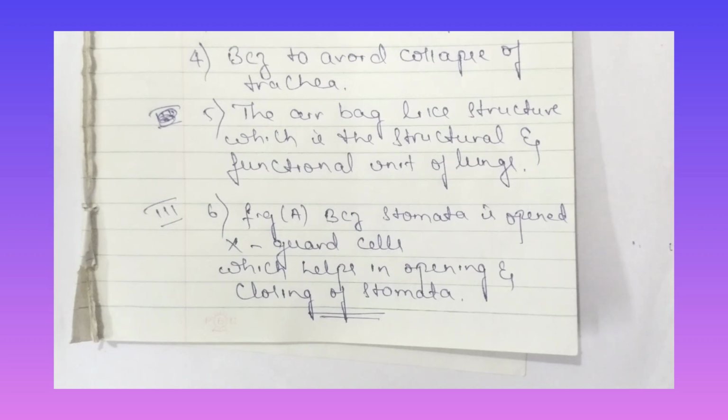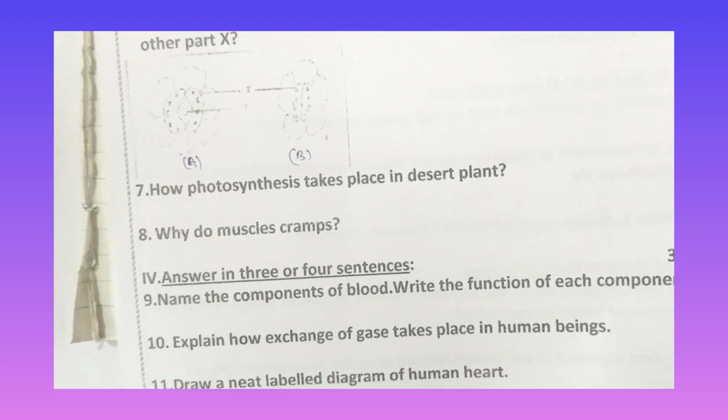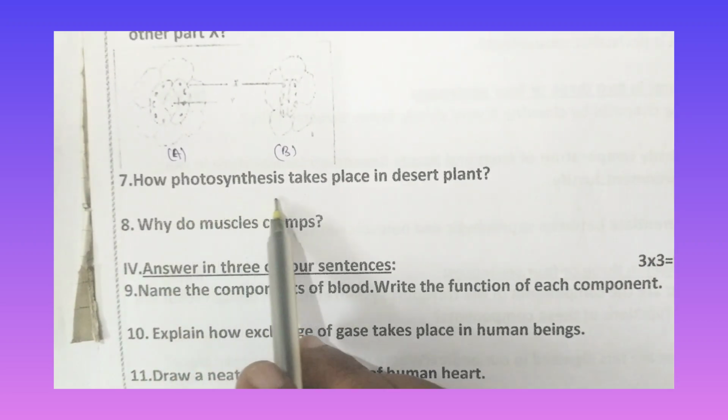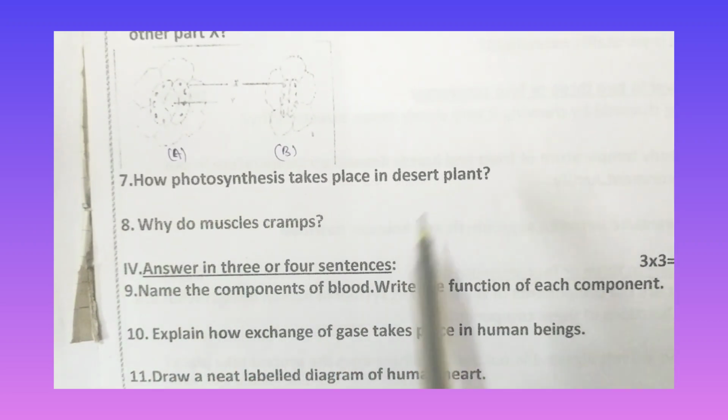Now let us move to question number 7. Question number 7 is: how photosynthesis takes place in desert plants. So let us answer this question now.